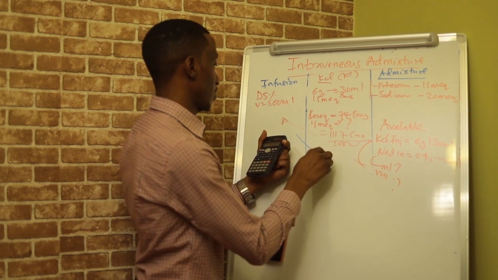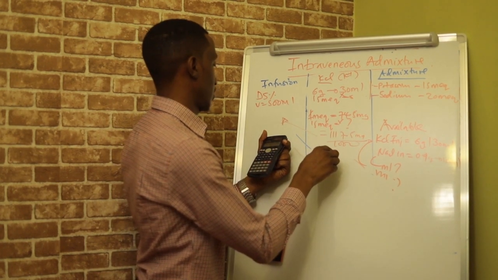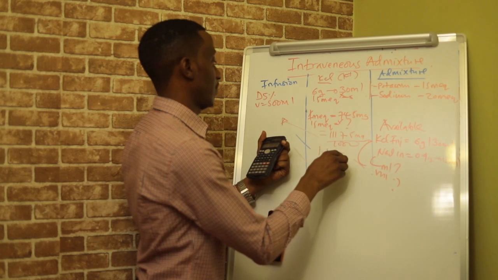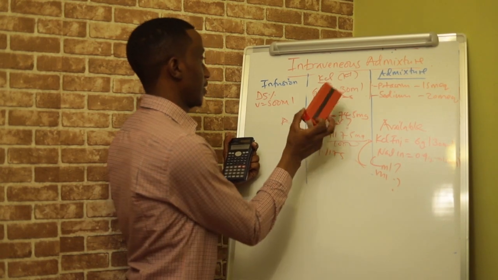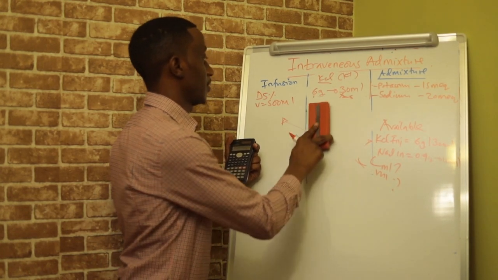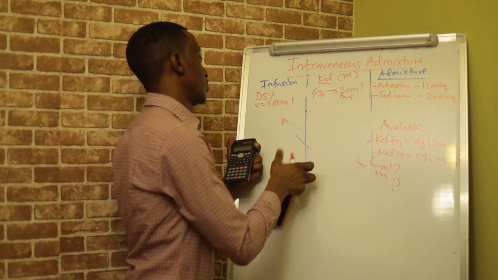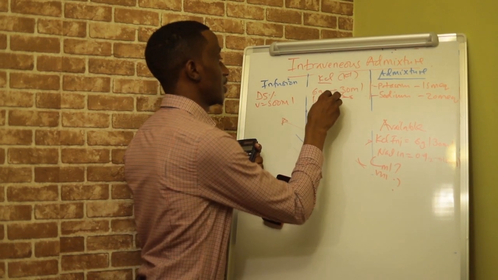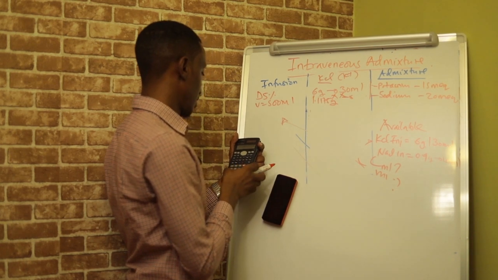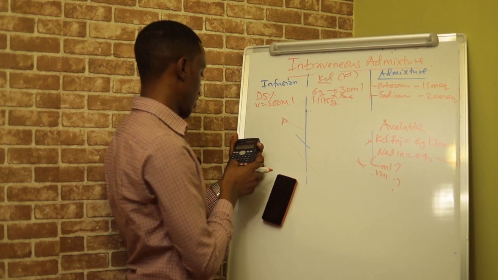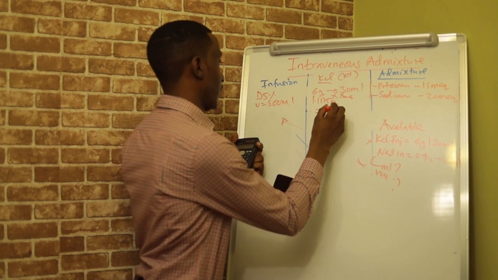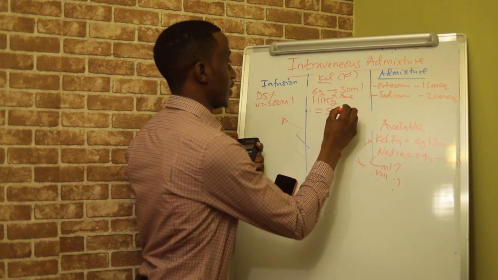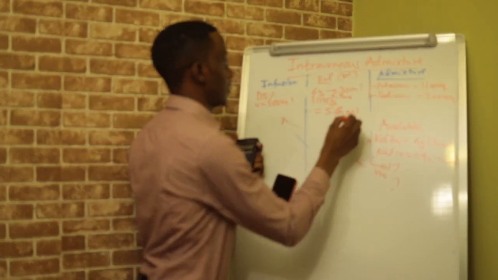That is 1.1175 grams. Then put it here: 1.1175 grams, multiply by 30, divided by 6, that is 5.6 mL.